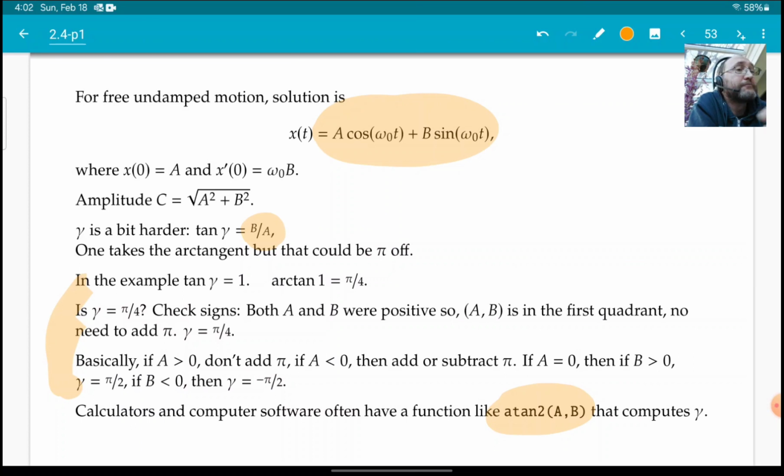All right, so next time, we're basically going to add damping and see what it does, right? Okay, so see you then.